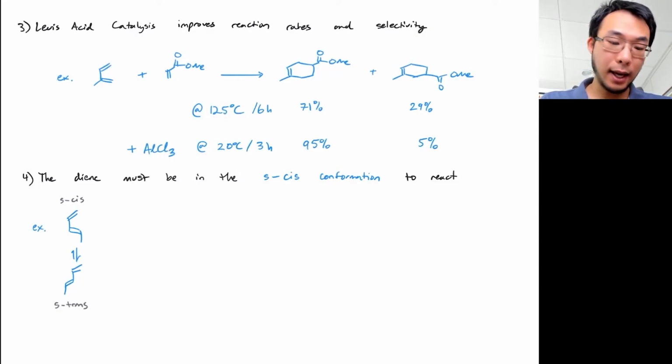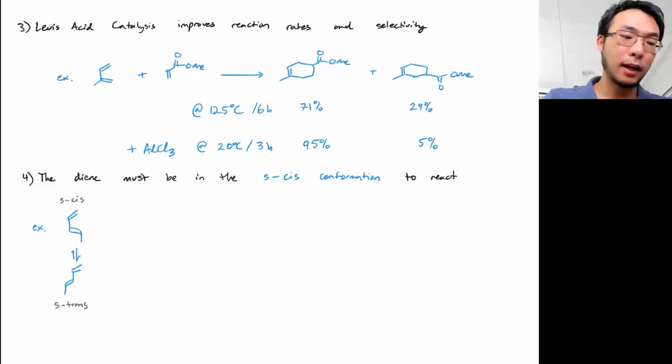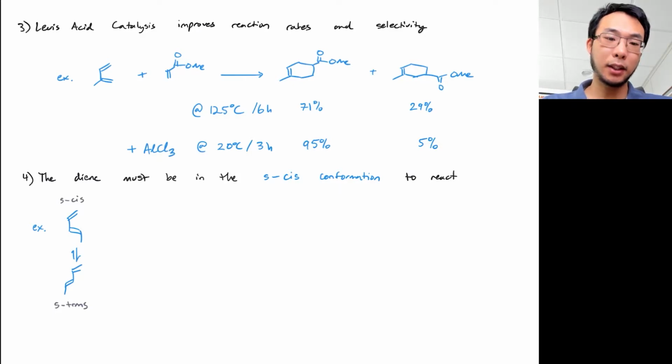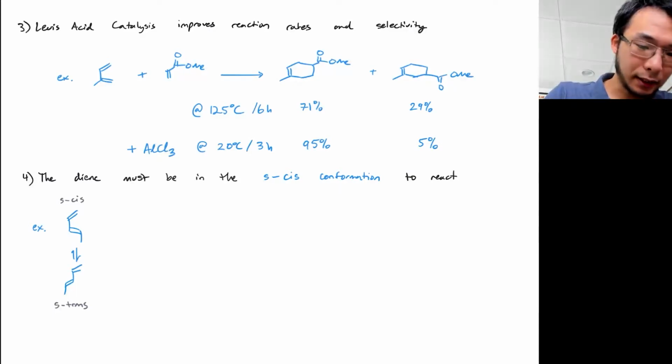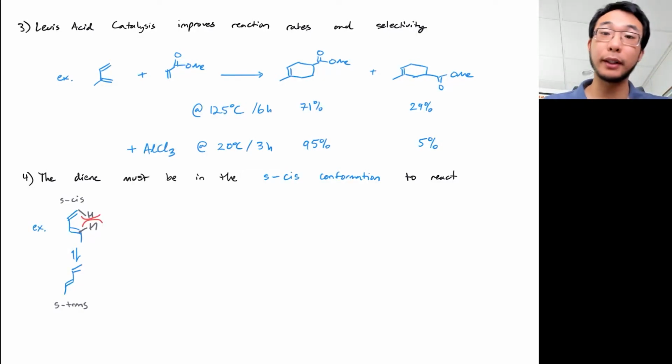In general, the s-trans conformation will be the lower energy conformation. So for all of our Diels-Alder reactions, the s-trans conformation of the diene needs to get a little bit of energy input so that it can reach the s-cis conformation before doing the reaction. The reason that the s-cis conformation is high in energy is because there is steric interference between the 2 groups that are pointed inwards in the s-cis conformation.